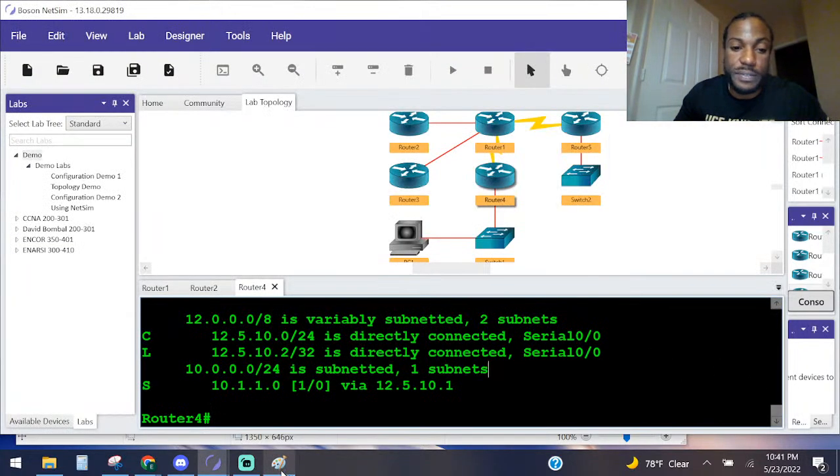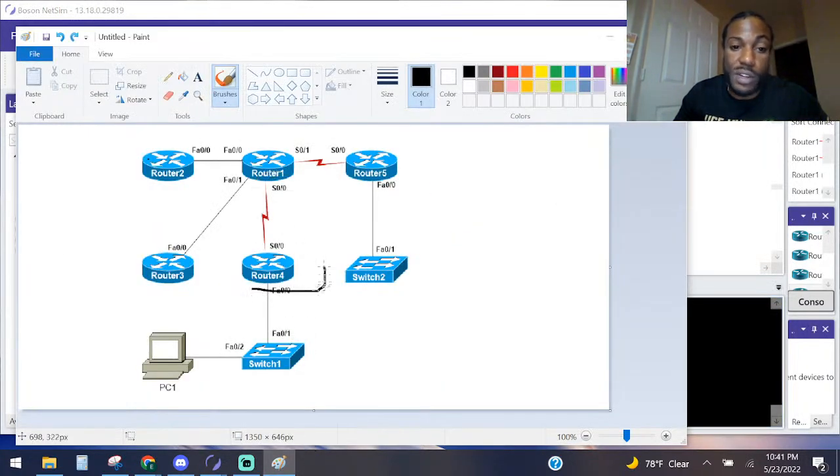So from router 1, I'll show y'all real quick. From router 4, right? He said from router 4. He said, try to ping this right over here, and then try to ping this right over here, and then try to ping this right over here.